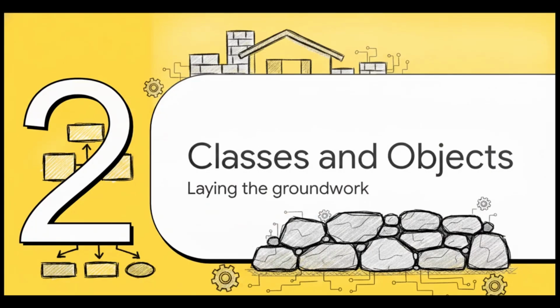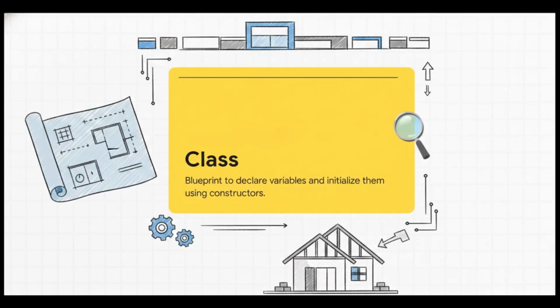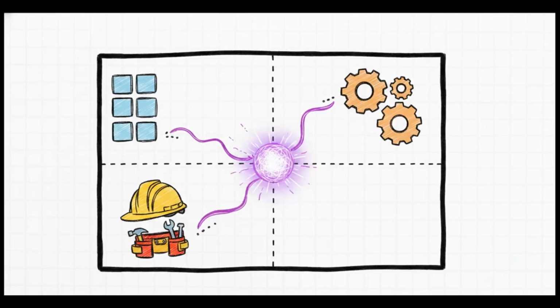Moving right along into Section 2, Foundation, Classes and Objects. This is where we lay the groundwork for your program. So the crucial point here is understanding exactly what a class actually is. By definition, it's a foundational blueprint where we declare our member variables and initialize them using things called constructors. Think of a class like an architectural drawing. It's not the house itself, right? But it tells you exactly where the doors, the windows, and the walls are going to go when you actually build the object.